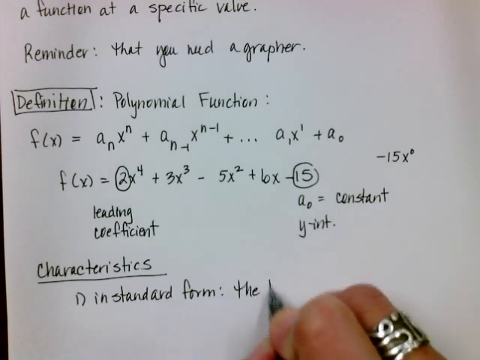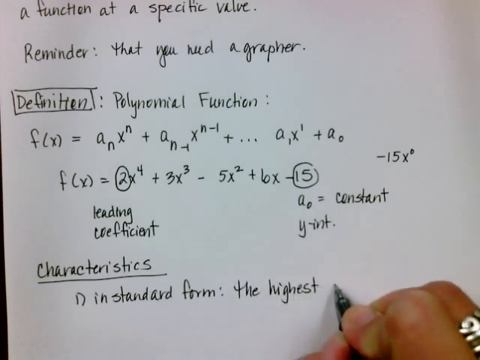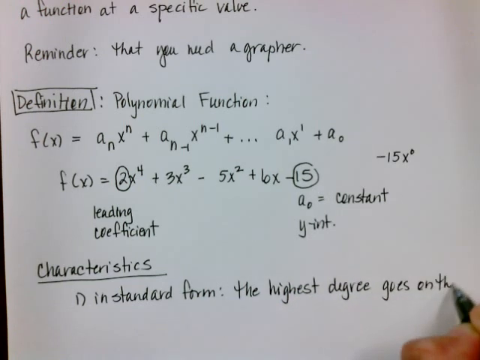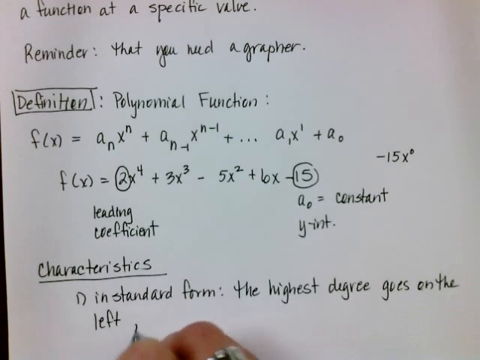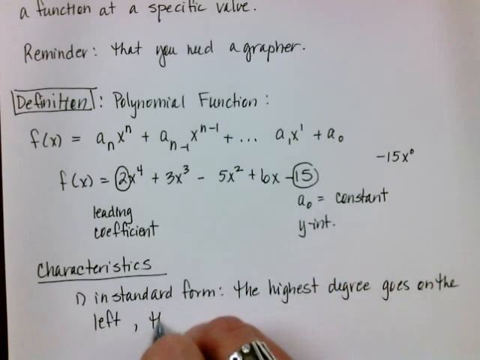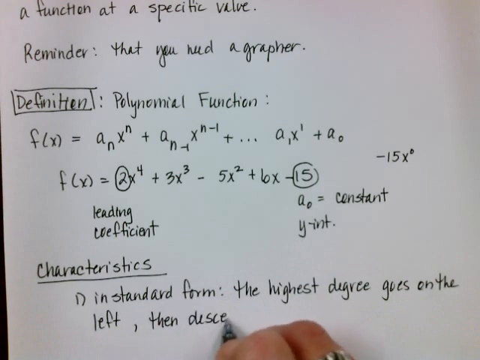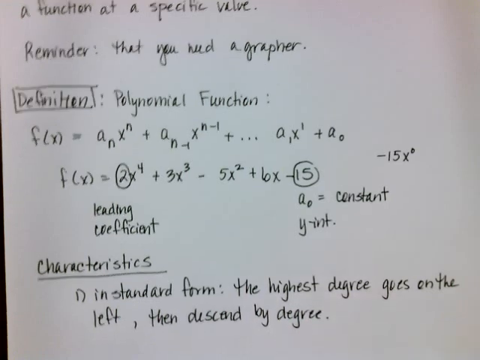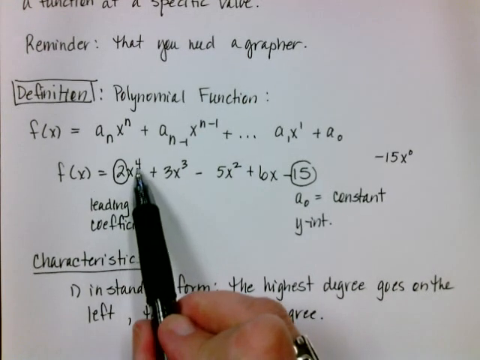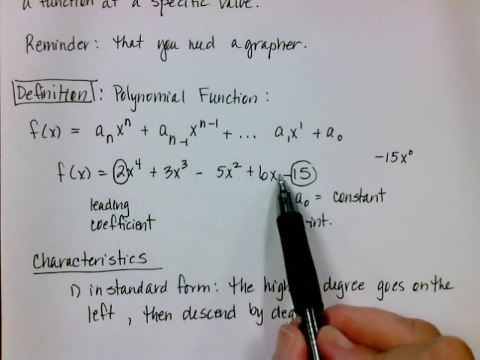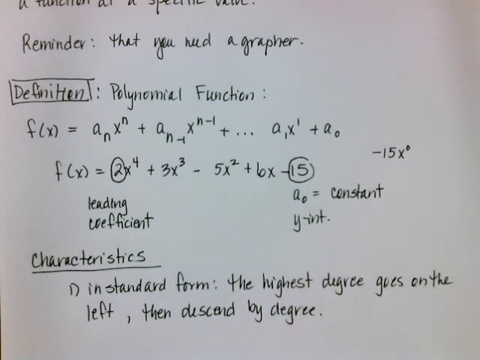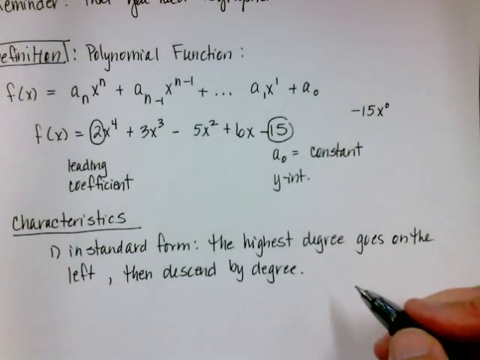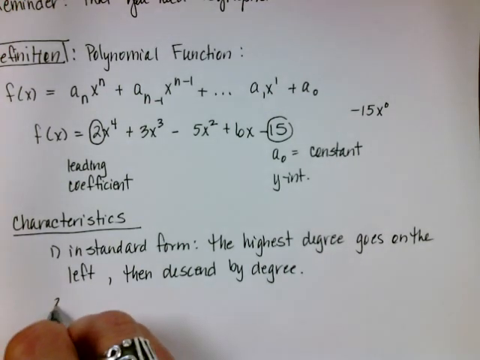The first would be that in standard form, the highest degree goes on the left, and then they descend in order. Descend by degree. Okay? And again, if you look at the example that I gave you, the 4th power, the 3rd power, the 2nd power, 1st power, 0 power. So that's what I mean by they descend by degree. So that's what our standard form looks like.